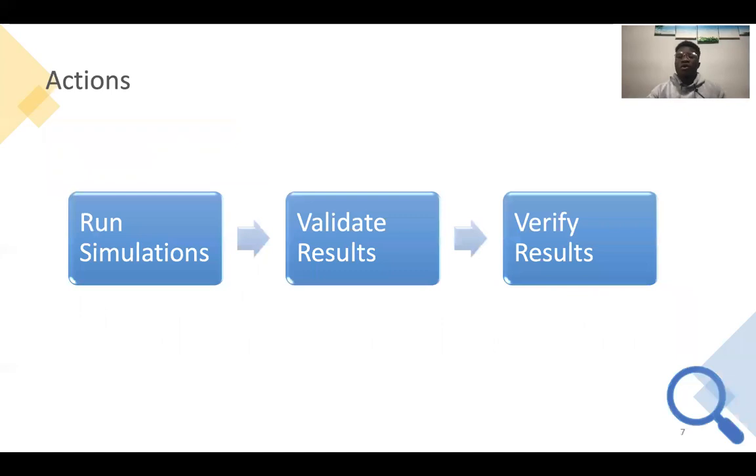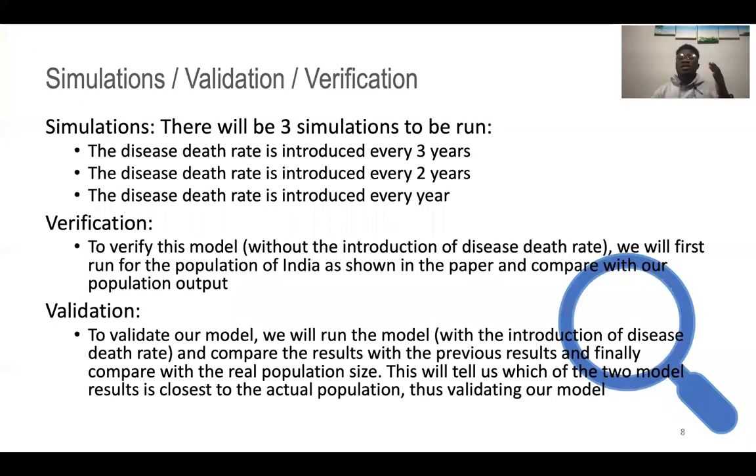Now, how do we want to go about this? There are three main actions. We run the simulations, we validate the results, and we verify the results we get. When we say simulations, we want to run three different simulations, which is input disease death rate, which is introduced every 3 years. This disrupts the population growth, or every 2 years, or let's say every year. We want to run these three simulations and see how the data would match with the real data.